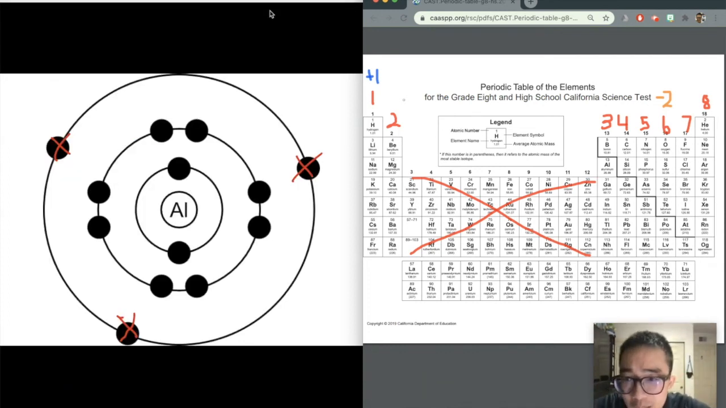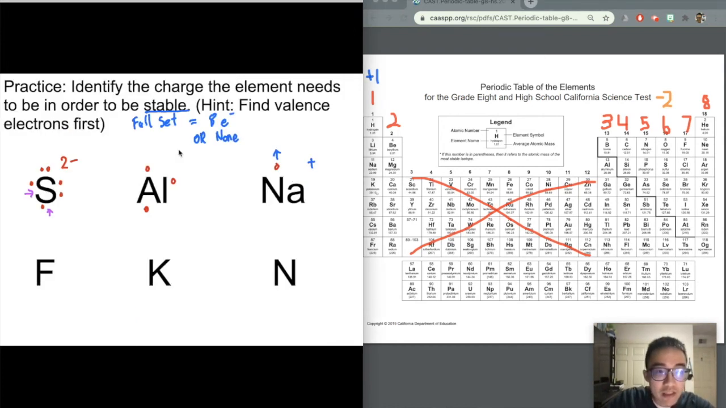Last thing, the only exception is hydrogen and helium. Hydrogen and helium are perfectly fine with 2 electrons. Remember, the first energy level or subshell is satisfied with just 2, so it is stable with just 2 electrons. But other than that, the main takeaway for this is you want that full set of 8 electrons or none when you want to find the charge.